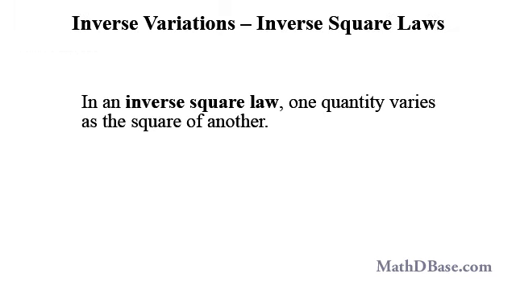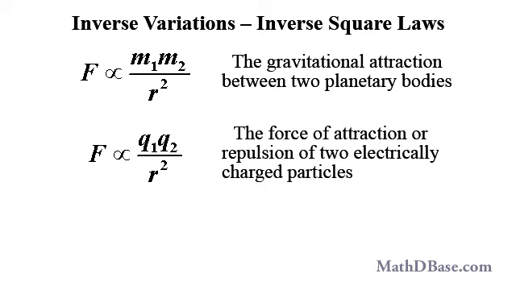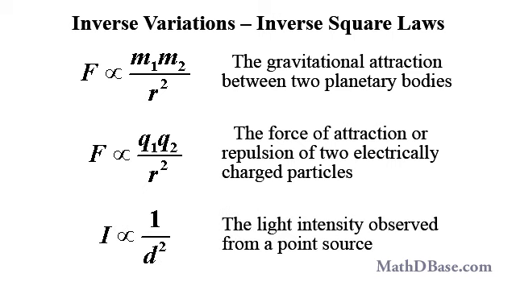A number of laws of physics are called inverse square laws because one quantity varies inversely as the square of another. The gravitational attraction of two planetary bodies relative to the distance between them, the force of attraction or repulsion of two electrically charged particles relative to the distance between them, and the intensity of light observed from a point source relative to the distance from that source are all described by inverse square relationships.